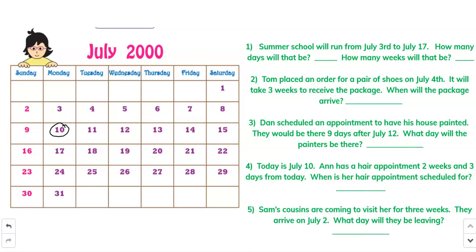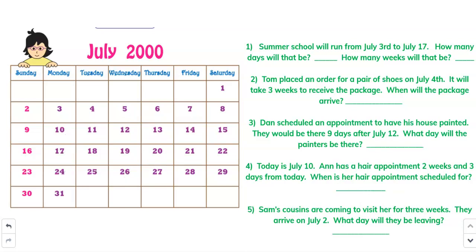So if we start on the 10th, we want to do our weeks first. So starting here, that would be 0, 1, 2. Okay, but we still need to go 3 days. So now that we've gone down for our 2 weeks, we need to go across for 3 days. So now we had gone 1, 2. Now we need to count 1, 2, 3. So it would be on July 27th that she gets her hair done.